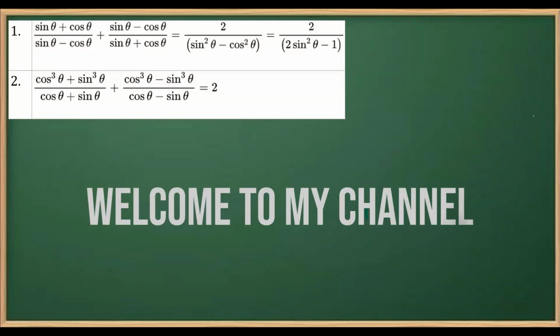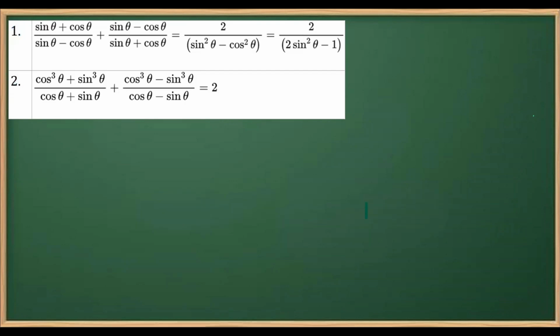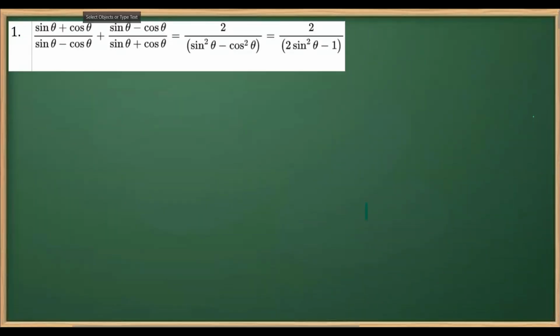In this video, we are going to do two questions from trigonometric identities, class 10th. So let's begin with the first question here. Now in the first question, as you can see, this is our LHS, and we have to prove this is equal to this as well as this.